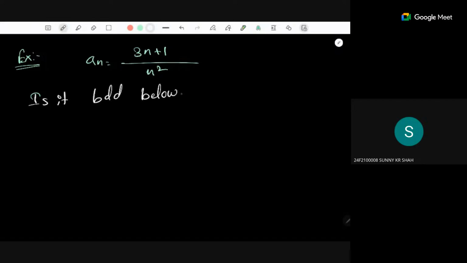So suppose we'll take the same example. a_n is equal to (3n plus 1) upon n square. Now what about this sequence? I'll ask one by one. Is it bounded below? Is this sequence bounded below?